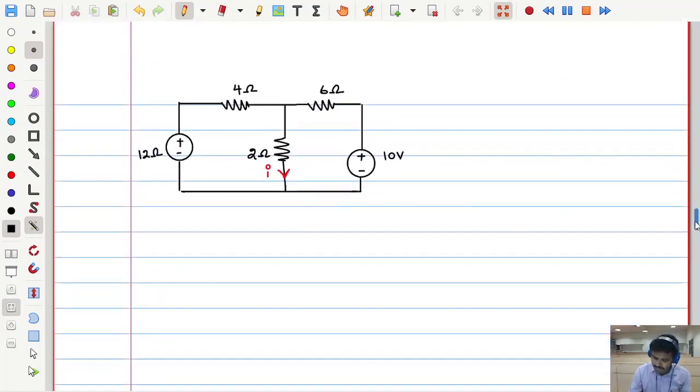Now let us see a simple problem for this. Let us take this problem and try to identify how many sources are there. Two sources are there. This is one source and this is another source. Sir, 12 volts? Yes, it is 12 volts. Okay, two sources are there. Sources are nothing but inputs.